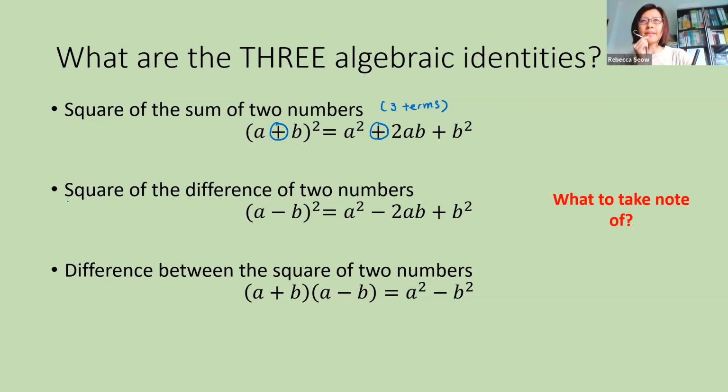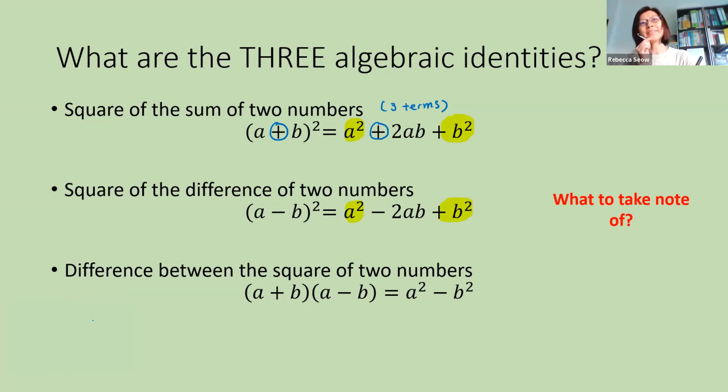Now, the second algebraic identity is the square of the difference between two numbers. So we have (a - b) squared. We have a squared minus 2ab plus b squared. Now, take note again that the first and the third term are a squared and b squared. So can you see the similarities? What I'm going to do is highlight that the first and the third term of the first and the second identities are the same.